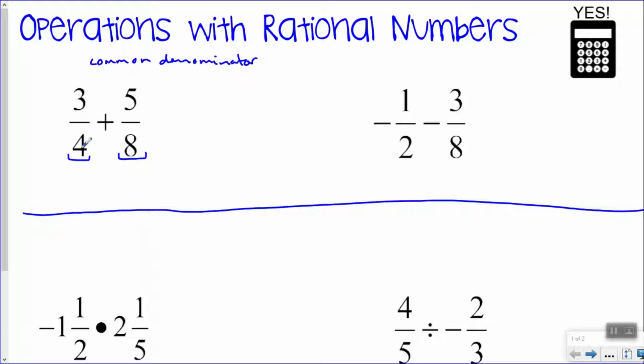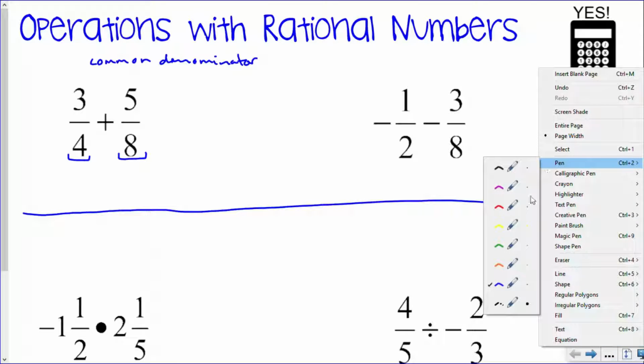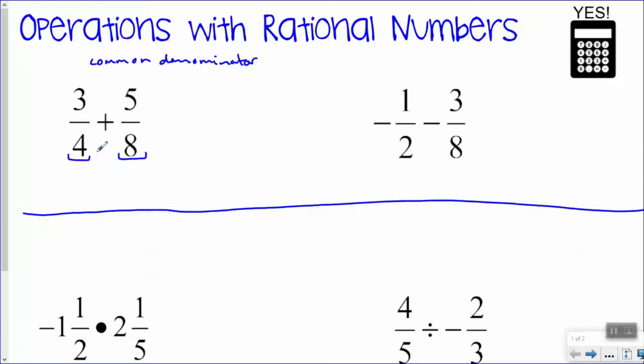So for my first two fractions here, I have denominators of 4 and 8. They're not the same, so I need to make them the same. You want to find the easiest common denominator that you can use. If you can easily turn one of the denominators into the other, I'd go with that. So I can easily get from 4 to 8, and we do that by multiplying by 2. If I multiply the denominator by 2, I have to also multiply my numerator by 2. So this now becomes 2 times 3 is 6 over 8 plus 5 over 8.